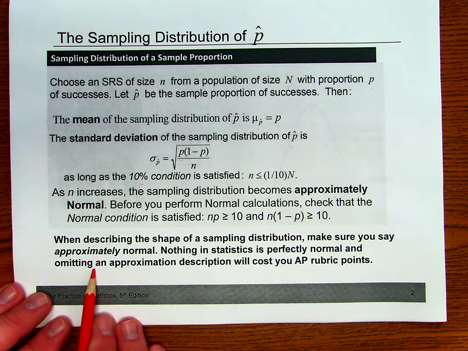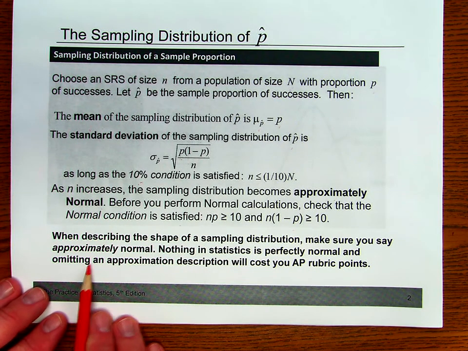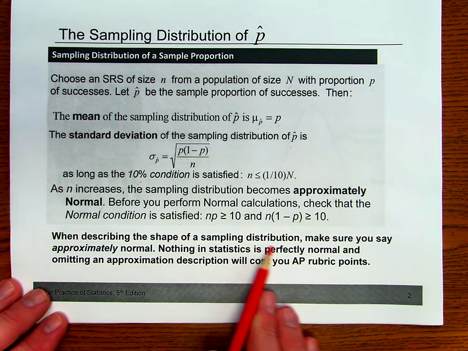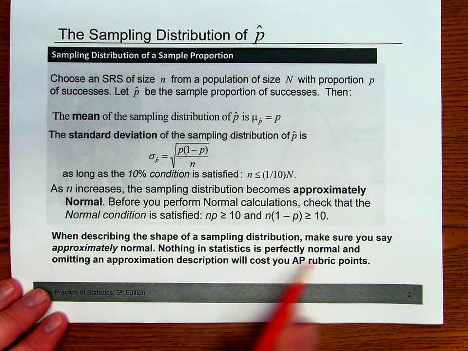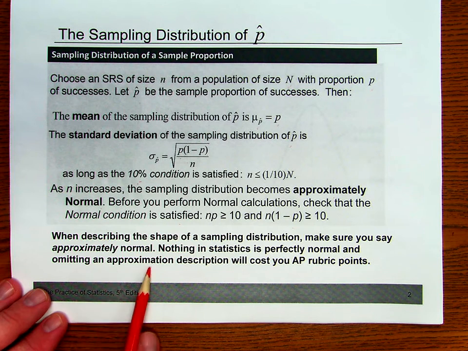Okay, word of caution, and we've been here before with this same word of caution. When describing the shape of a sampling distribution, make sure you say approximately normal. Nothing in statistics is perfectly normal. Omitting an approximation description will cost you AP rubric points.